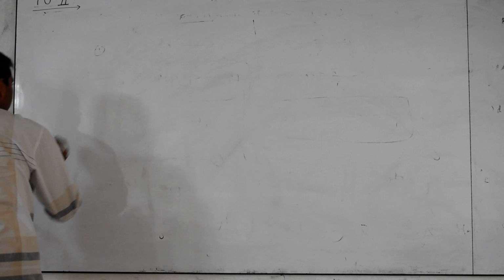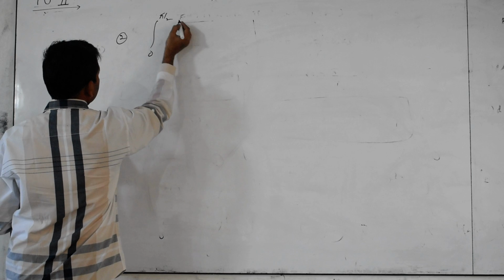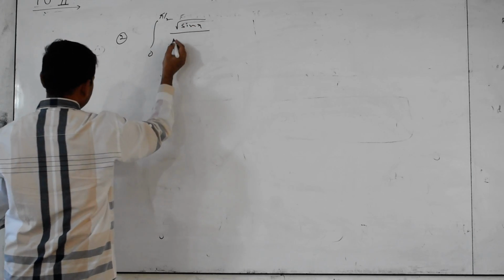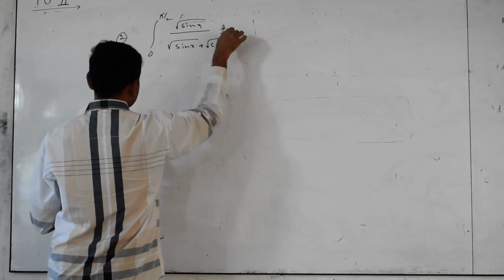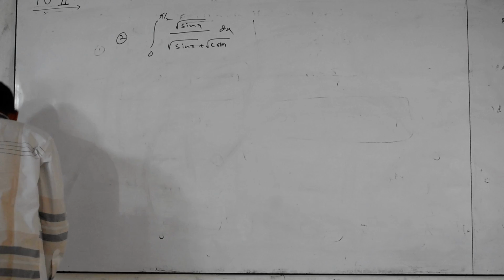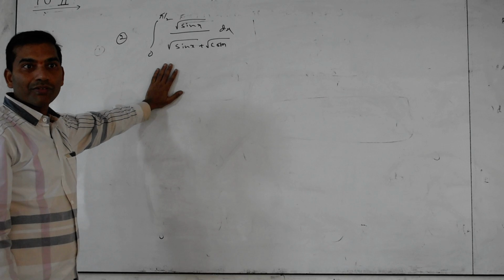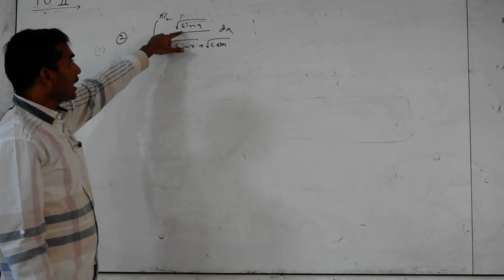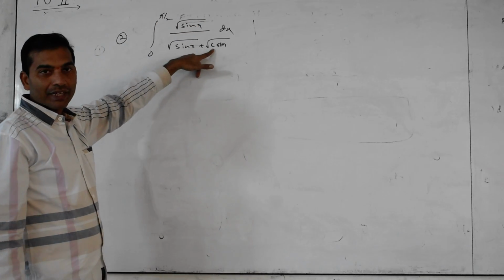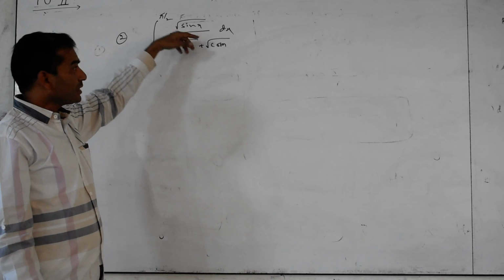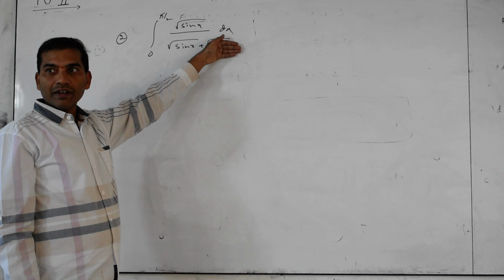Second question. Integration 0 to pi by 2 root of sin x by root of sin x plus root of cos x dx. I think you know, I already said the shortcut. What is the answer to this? Pi by 4. 0 to pi by 2 sin to the power n x, n meaning here 1 by 2, and the co-function will be there. Not only this, if it is tan x, here cot x should be there. We will get the answer pi by 4.